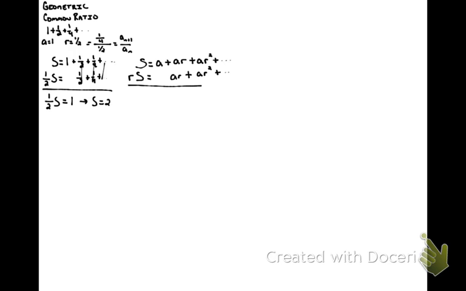A little subtraction, and we have S minus rS is equal to the first term, and if we factor an S out, and divide by 1 minus r, we have this. And this is the formula to find the sum of any infinite geometric series.